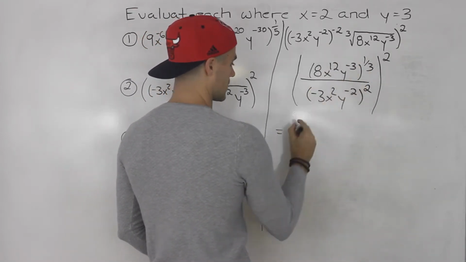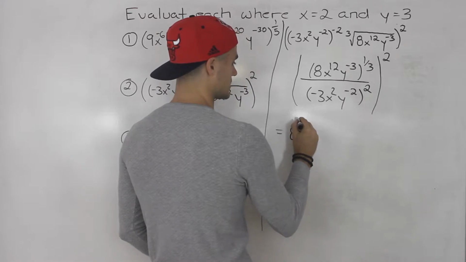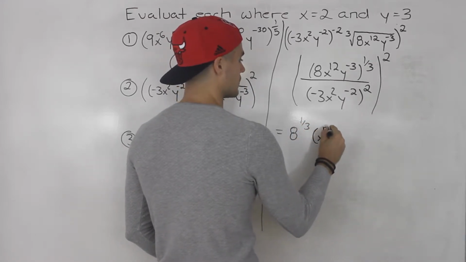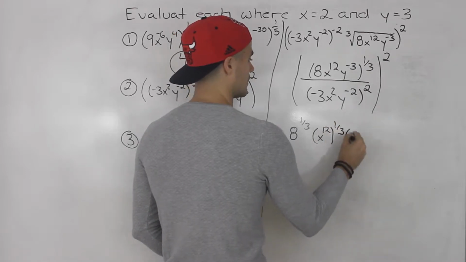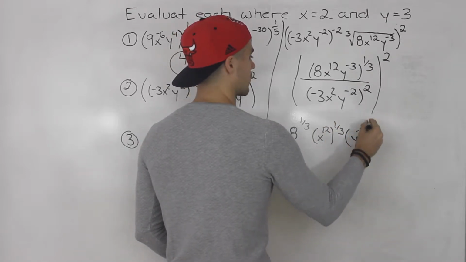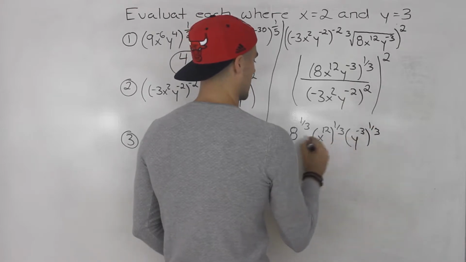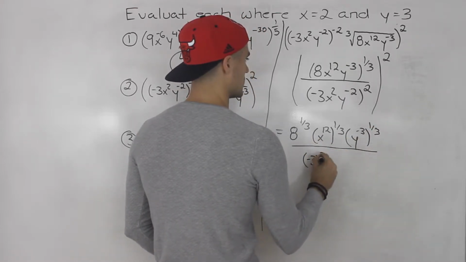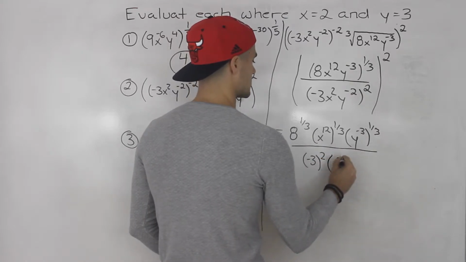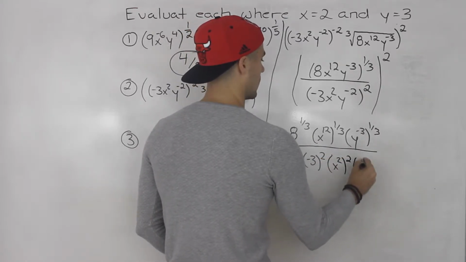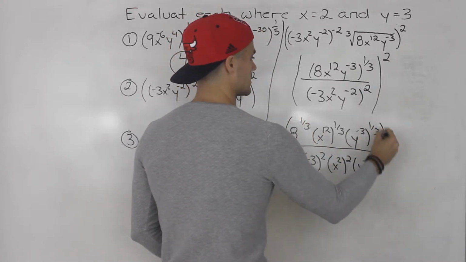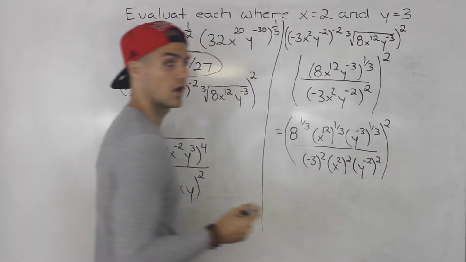So this 1 over 3 gets distributed to everything inside the bracket. So 8 to the power 1 over 3. Then I'm going to have x^12 to the power of 1 over 3. Then I'm going to have y^-3 to the power of 1 over 3. And this is going to be all over negative 3 squared, x^2 squared, y^-2 squared. And then this here is going to be all to the power of 2.